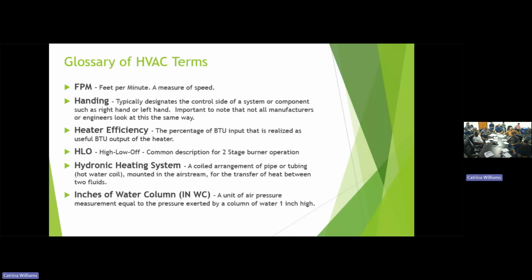Handing, this is a tough one. It's not a term per se, but I just wanted to bring it up so everyone realizes that not everyone in the world looks at this the same. We look at a unit, and if you're facing the direction of the airflow, with the air hitting you in the back of the head, you're in front of the unit, and the controls are on the right, that's a right-hand unit.